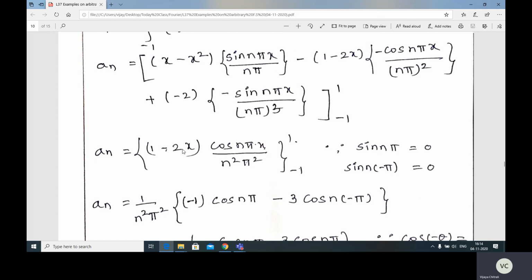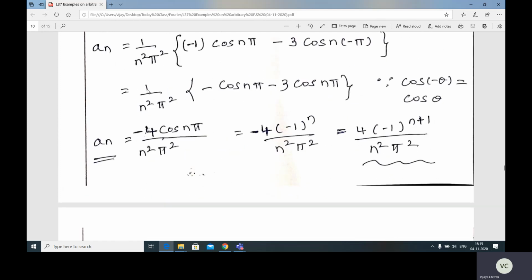So substituting 1, 2 into 1 is 2, 1 minus 2 is minus 1, cos n pi. Minus, substitute minus 1, minus 2 into minus 1 is plus 2, and this plus 1, so this is 3. So 3 cos of minus n pi. Cos of minus theta is cos theta. So we'll get 1 upon n square pi square, minus cos n pi minus 3 cos n pi, minus 1 minus 3 is minus 4 cos n pi divided by n square pi square. So minus 4 cos n pi is minus 4 times minus 1 raised to n divided by n square pi square.